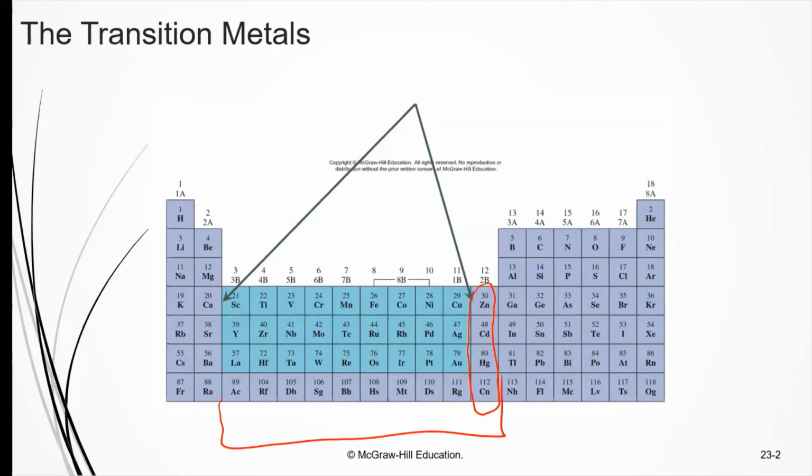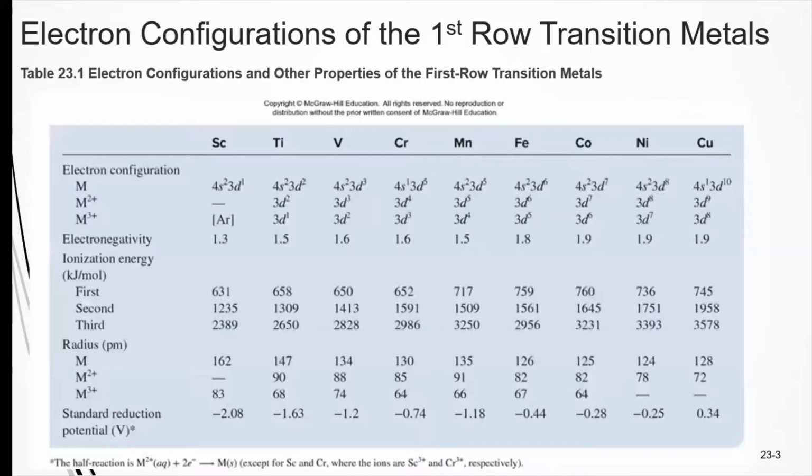The reason for this is that our zinc and our cadmium have complete d subshells. When you think about zinc, its electron configuration is 4s2 3d10. So it really doesn't have any unpaired d electrons to engage in the type of bonding that we would typically see for our transition metals. So we don't see zinc and cadmium following quite the same trends as the other transition metals.